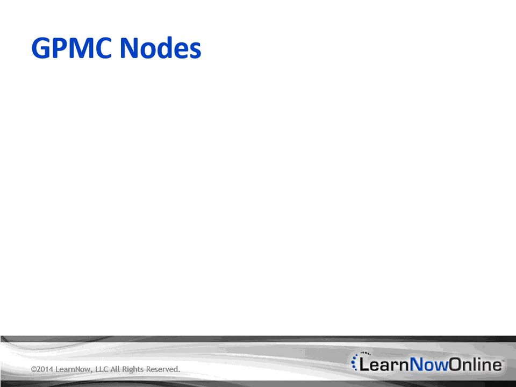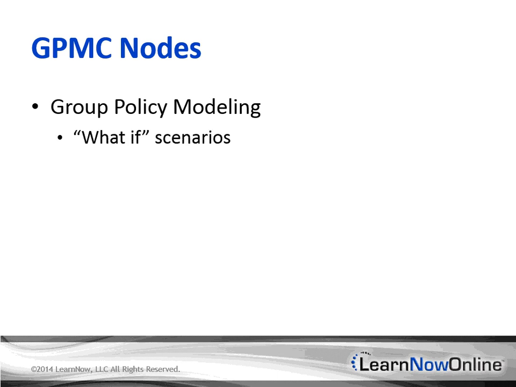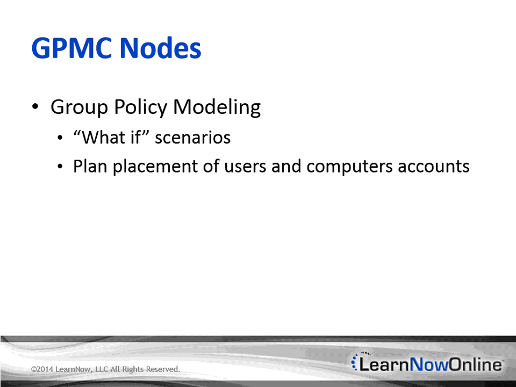Then we have the Group Policy Modeling node. The Group Policy Modeling node allows you to create what-if scenarios to see what the resultant set of policies, that RSOP, would be on a user or computer based on the criteria you select. This can help you plan the placement of user and computer accounts as your group policy infrastructure gets more complex.